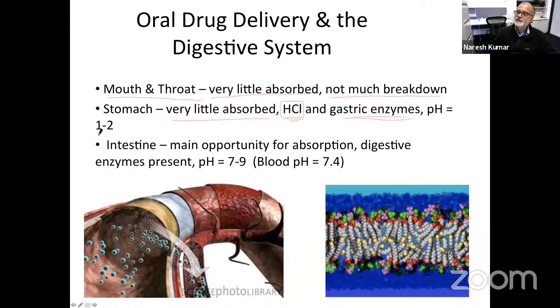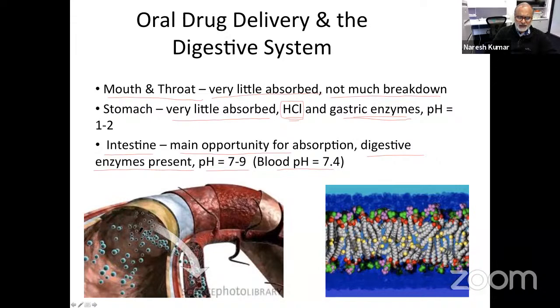So the intestine is where the main opportunity for the absorption of the drug is. And there are digestive enzymes present. And if your drug is sensitive to the digestive enzymes, the chances are it'll get broken down. And the pH of the intestine is between 7 and 9, so a bit more towards the alkaline side, while the pH of the blood is pretty much neutral.